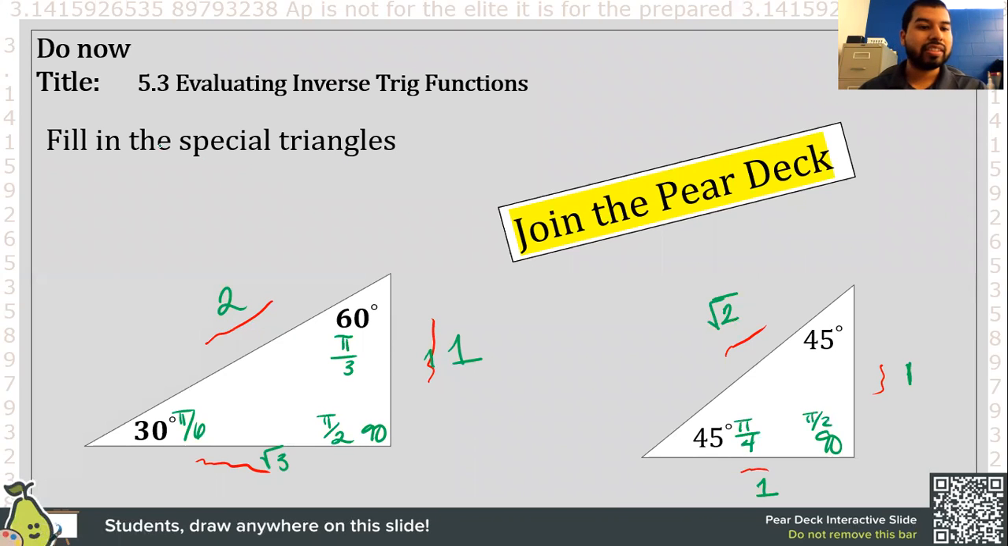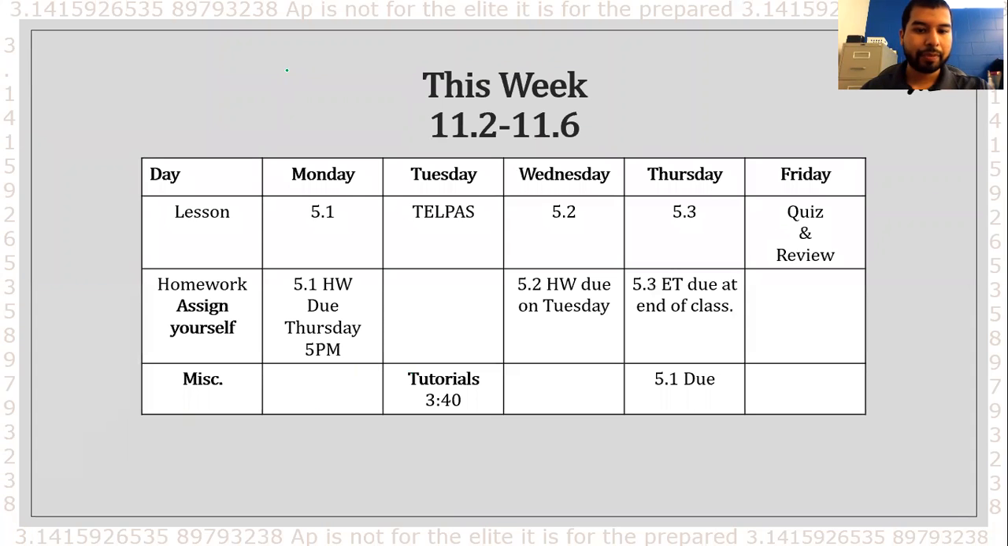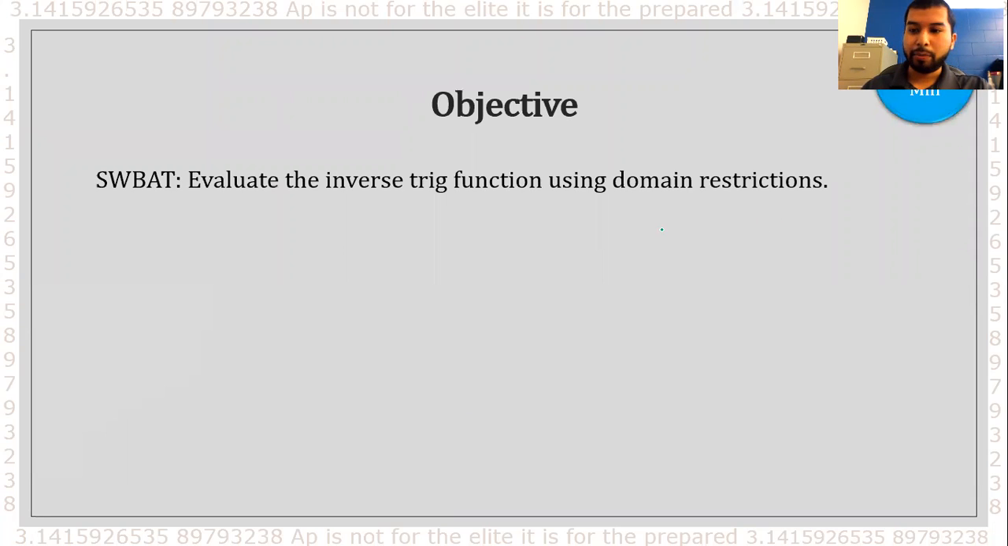Okay, today's notes are here, so make sure you label your table of contents. And let's continue. Looking at a week at a glance, today's notes 5.1 will be due today at 5 p.m. And tomorrow we do have a little quiz, a 3-question quiz, and a review. So super exciting. We're going to learn about these inverse trig evaluations.